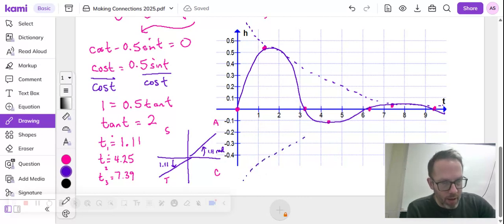Kind of the reflection on the other side. I'm just going to add a dashed line. Kind of like that. Something like that.